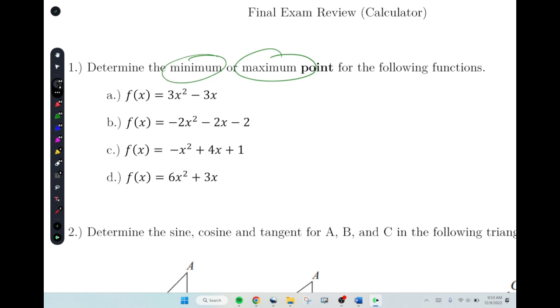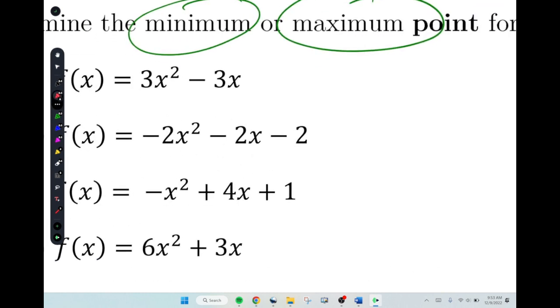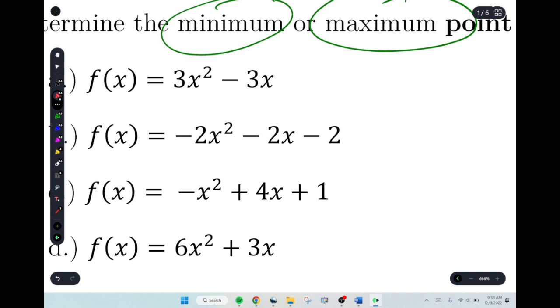These are all parabolas. So how do you find the minimum or maximum of a parabola? Find the vertex. And heck, before we even find the vertex, I can tell you right now without doing any math whether it has a min or a max. Which one are we on? Number one, on the calculator. So right now I can tell you min or max for the first one. Why do you say minimum so quickly? Happy parabola. Bottom of the ocean. Min.